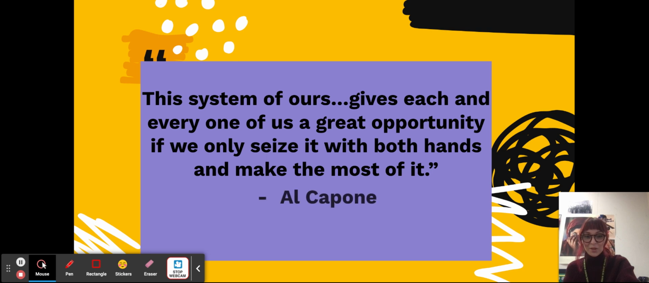Okay, here is our next quote. This system of ours gives each and every one of us a great opportunity if we only seize it with both hands and make the most of it. And this was by Al Capone. So try to think of a system where people have opportunity, they have advantages to move up. Which one do you think this quote is referring to? Again, you can go ahead and pause real quickly.